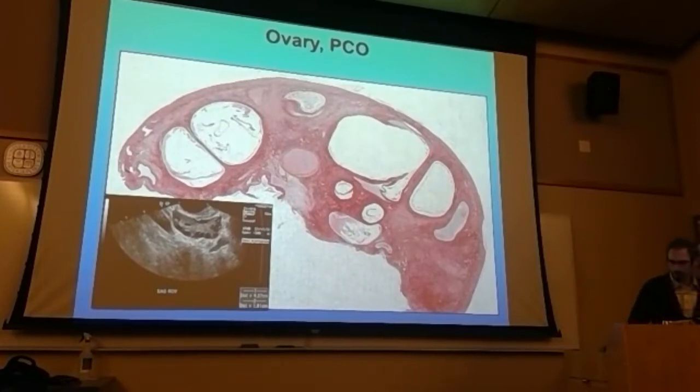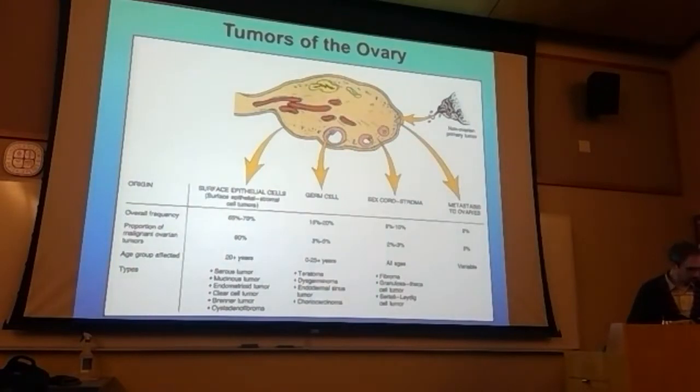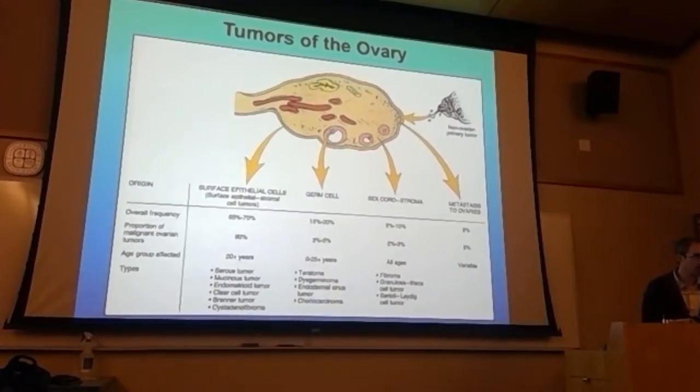Okay, let's take a look at some more pathologies of the ovary. First, we'll take a look at some of the different tumors of the ovary. Before we examine the different types of tumors that develop in the ovary, we have to understand the cellular composition of the ovary. There are three main types of cells that you find in the ovary. Each type of cell can give rise to a different group of neoplasms.